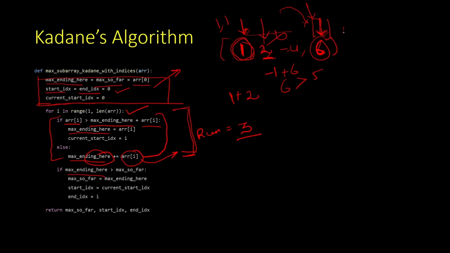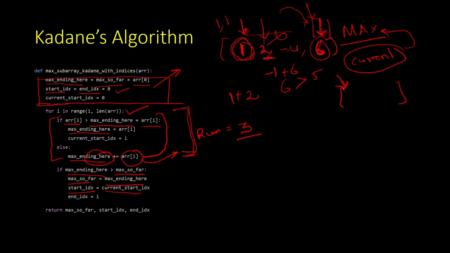We have always checked my max sum in comparison with the current sum, and if the current sum is greater than the max sum, then we will update the max sum. So that's what we are doing. If max ending here, that means the current sum, is greater than max so far, whatever we have found till now, then max so far will be max ending here, the current sum. And what would be the start index? That is the current start index. Whatever subarray we are taking now is the subarray that we are updating the max value with. So the max starting index should also be updated with the current starting index because this is the subarray that we are taking for the max.